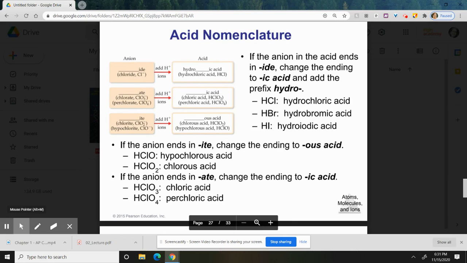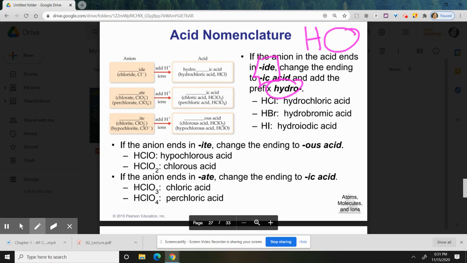All right, acids are a different thing. Remember, acids start with the hydrogen and then have some sort of anion. So if it's a binary acid, so it ends in IDE, you're going to change it to ic. You're also going to add the prefix hydro. So instead of chloride, it's hydrochloric acid. Bromide, hydrobromic acid.